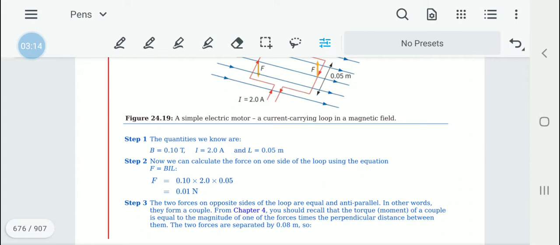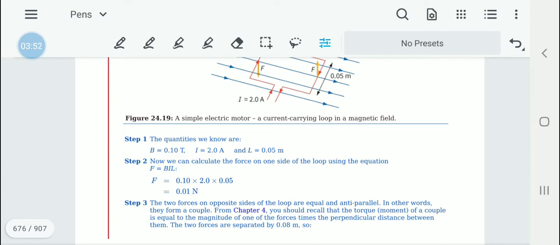The two forces are on opposite sides of the loop, and they are anti-parallel. That means they are parallel but in opposite directions. They form a couple. So the torque or the moment of a couple is equal to the magnitude of one of the forces times the perpendicular distance between them. So that is the torque that we are going to refer to, right? Moment is force into perpendicular distance.